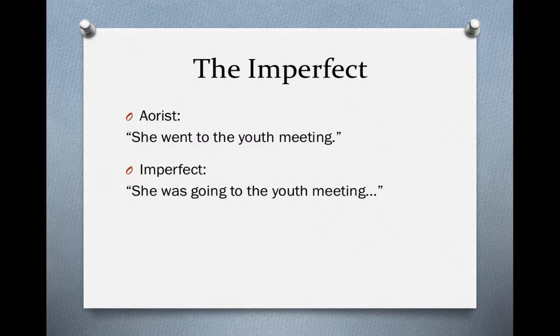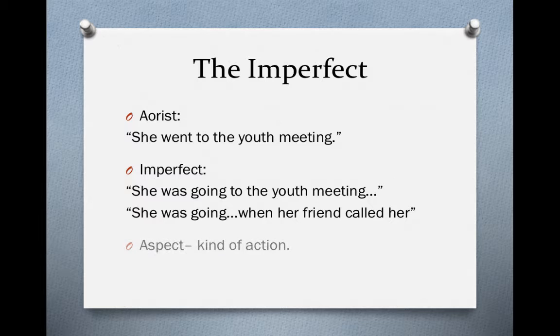The imperfect here is continuous. She was going to the meeting. Well, when we say that in English, we're kind of asking ourselves already, what happened when she was going to the youth meeting? And this is an example of how the imperfect can set the stage for another kind of action or something else that happened in the story. So we might expect to hear something like, she was going to the youth meeting when her friend called her, and then a story develops. That's one of the main functions of the imperfect, just is continuous action. Oftentimes it introduces something else that's going along with the action.